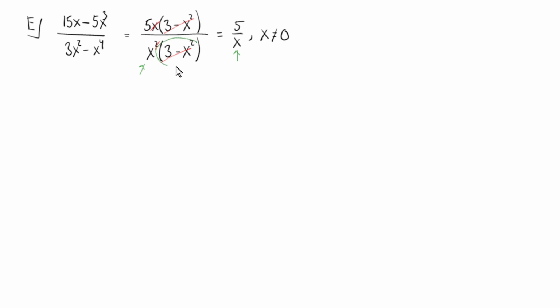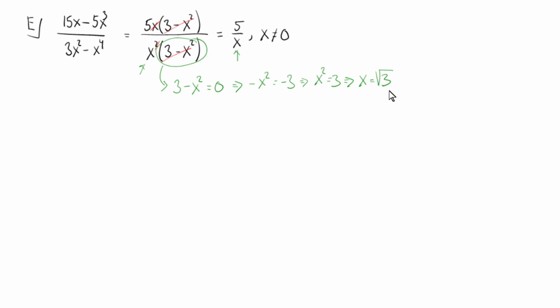So what we're going to do is take that binomial, pull it out, and go 3 minus x squared equals 0. And we're going to solve it for x. So we subtract 3 from both sides, which leaves us with negative x squared equals negative 3. We multiply both sides by -1 to get rid of the minus sign in front of the x squared. So that gives us x squared equals 3. And then to get x, we would take the square root of both sides. So x equals square root of 3.